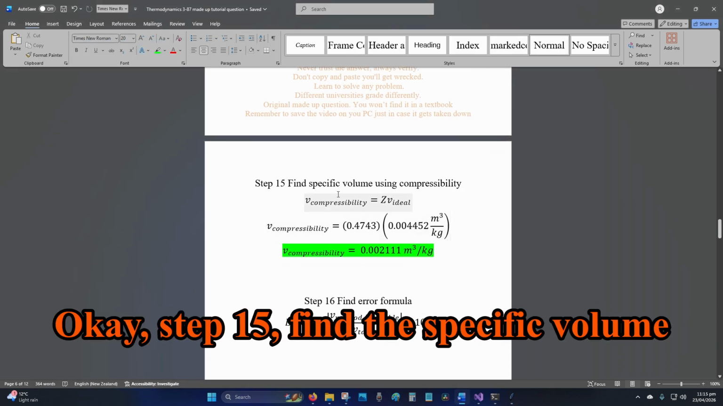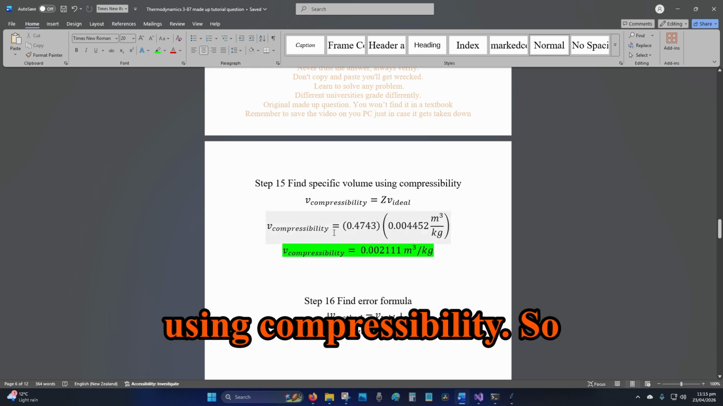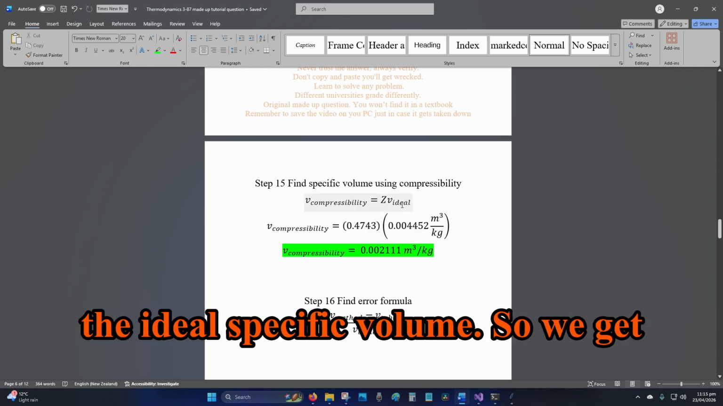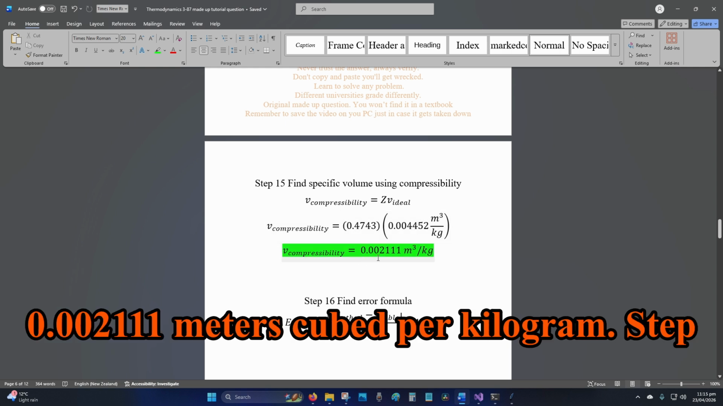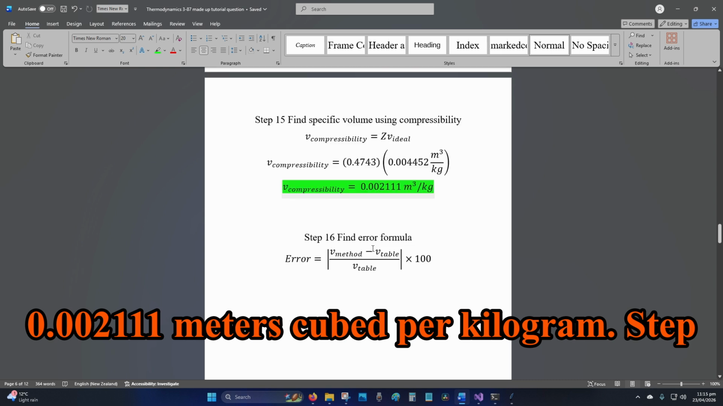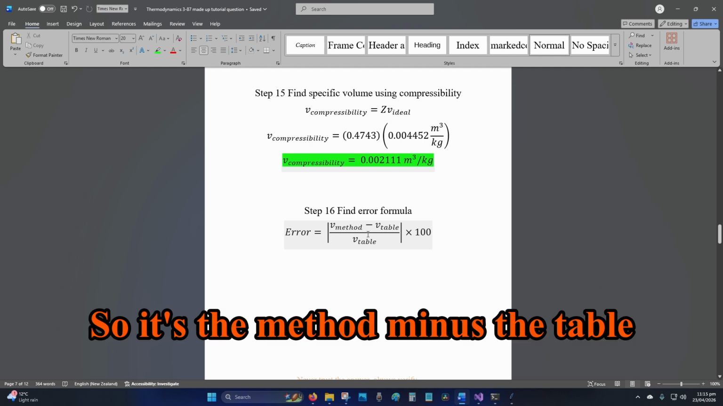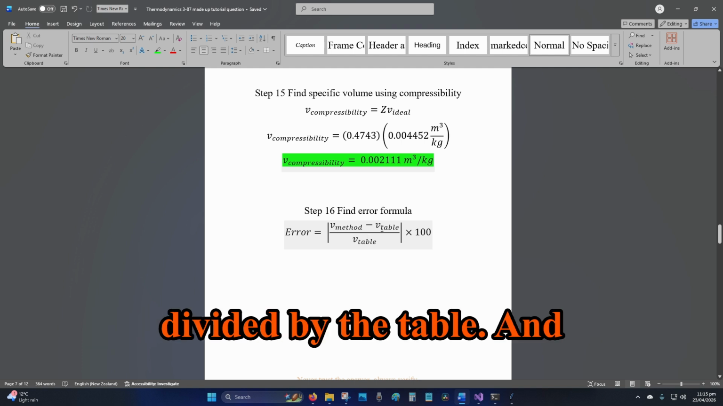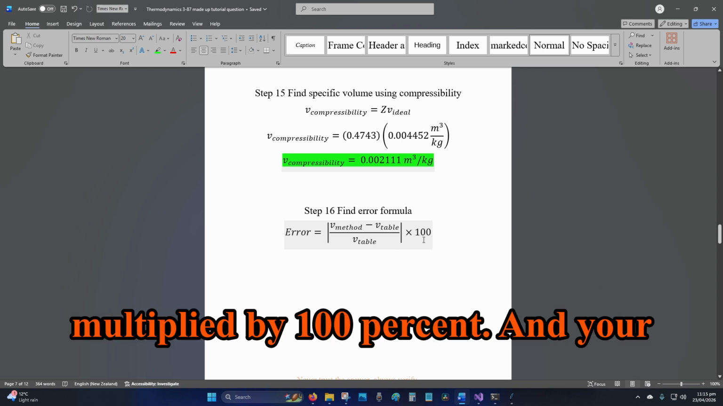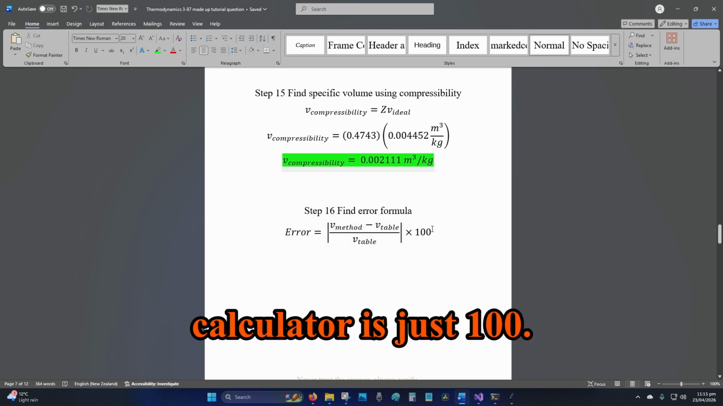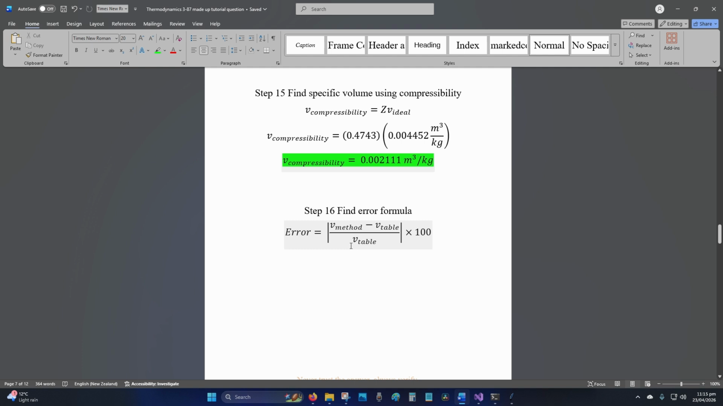Okay, step 15, find the specific volume using compressibility. So now we just multiply Z by the ideal specific volume. So we get 0.002111 meters cubed per kilogram. Step 16, find the error formula. So it's the method minus the table divided by the table, and they're all specific volumes, multiplied by 100%, and your calculator is just 100.